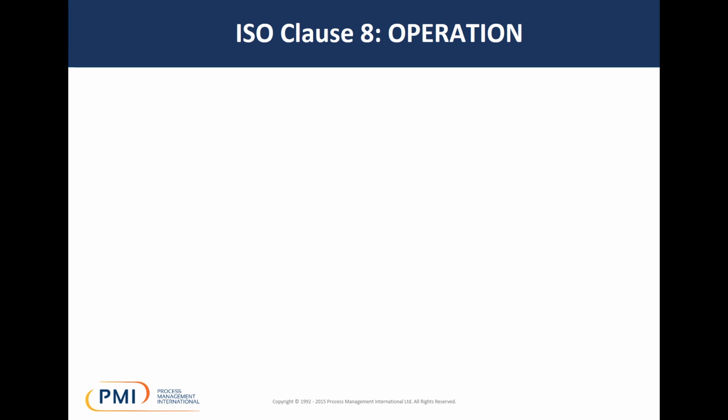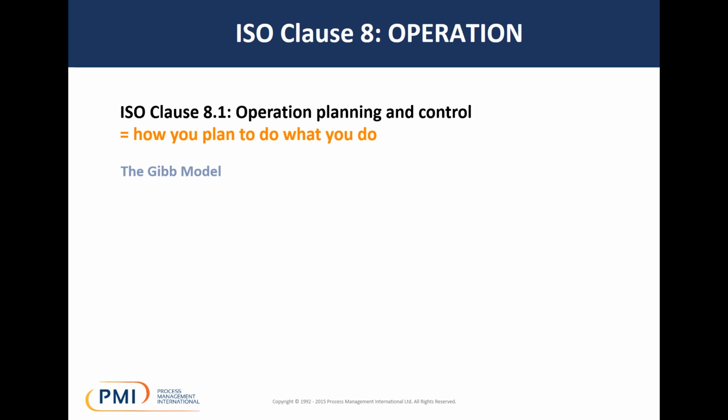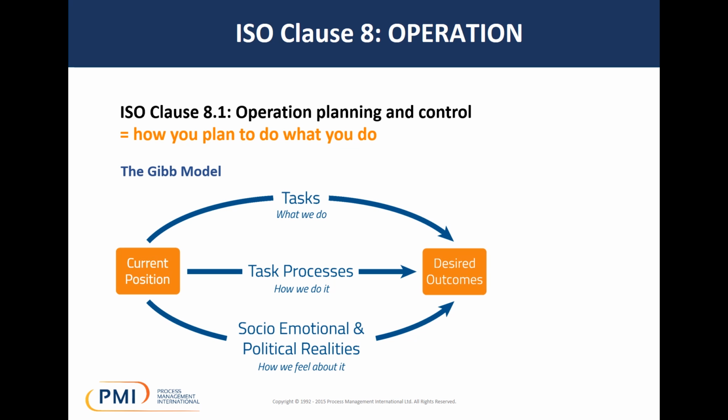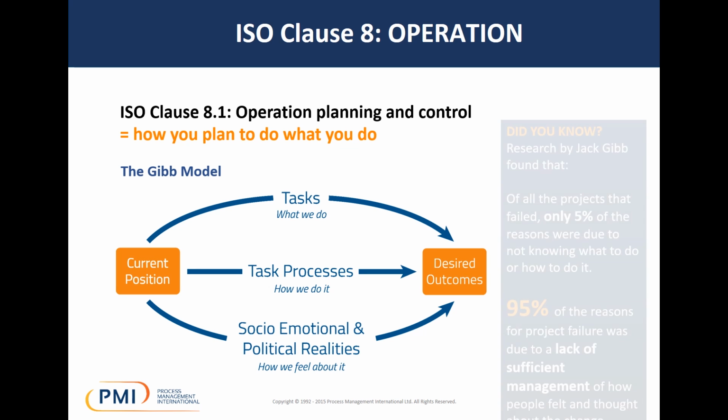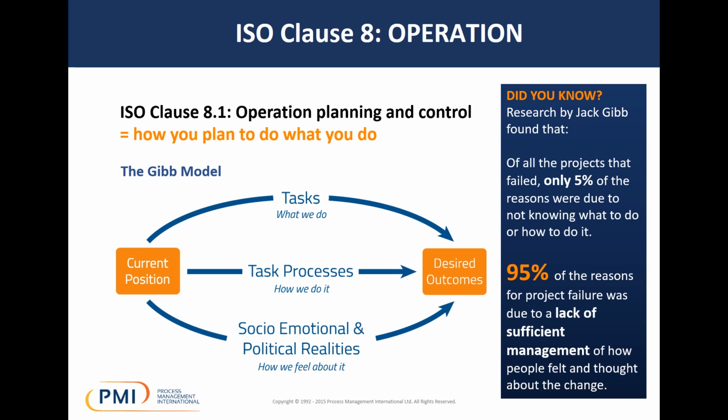Clause 8 is all about deciding the activities or tasks that will deliver your product or services, so following the GIB model, that's what we do, and developing effective processes to achieve the results you expect. In other words, the how we do it. This can't be done in isolation, so you do need to bear in mind the people and their response to change, or how we feel about it.